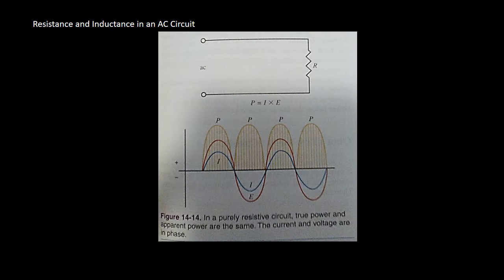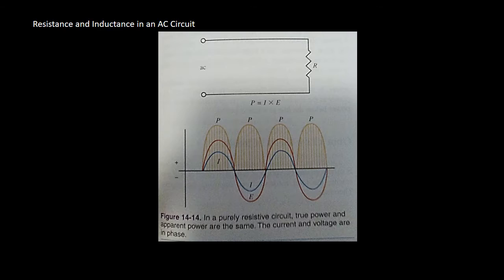If an AC circuit contains only resistance, the current and voltage are in phase, as shown in figure 14-14 on the screen. The power consumed is equal to I times E, or current times voltage. Even though the polarity of the voltage changes and the current reverses, positive power is consumed. A resistor consumes the same amount of power no matter which direction the current is moving. The power factor in a circuit of this type equals 1. The apparent power is equal to the true power.